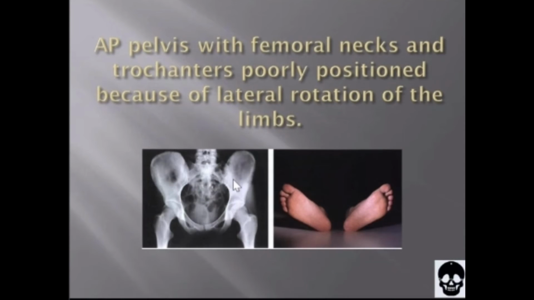This image is the AP pelvis with femoral necks and trochanters poorly positioned because of the lateral rotation of the limbs. Feet and lower limbs in their natural laterally rotated tabletop position, causing poor profile of the proximal femora.